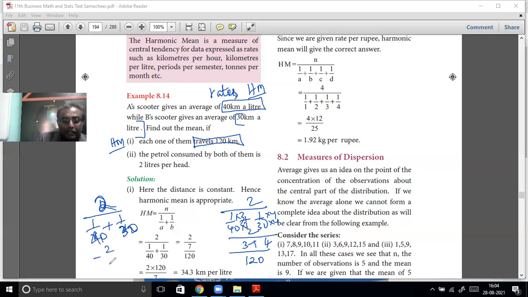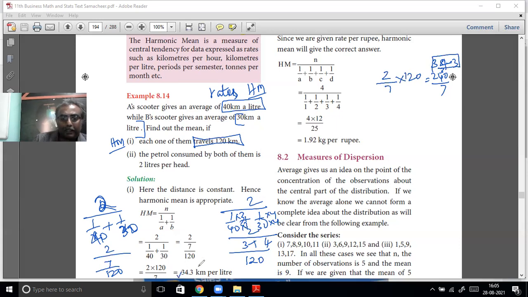So 2 divided by 7 by 120. You are getting that. That means 2 divided by 7 into 120, which is equal to 240 by 7. So 240 by 7: it will go 3 times, 30 it will go 4 times, 34, and the remaining 20, it will go 34.3, 34.28.